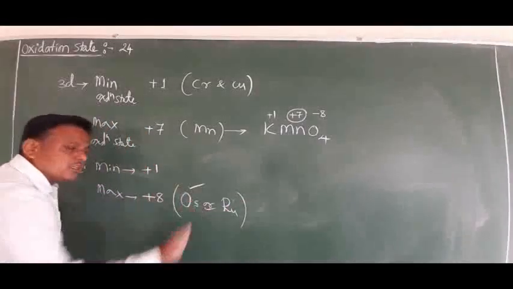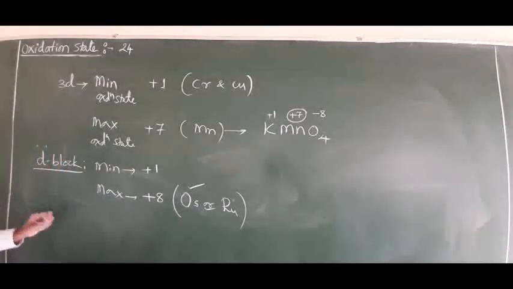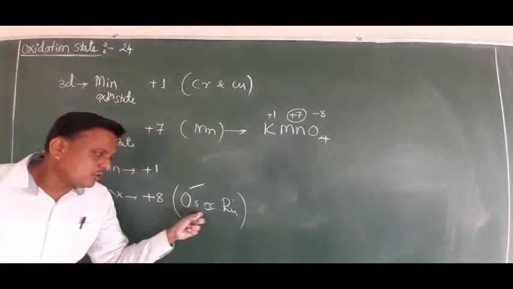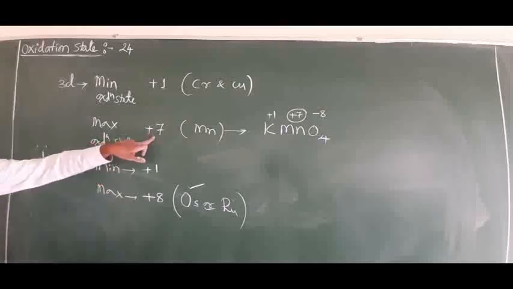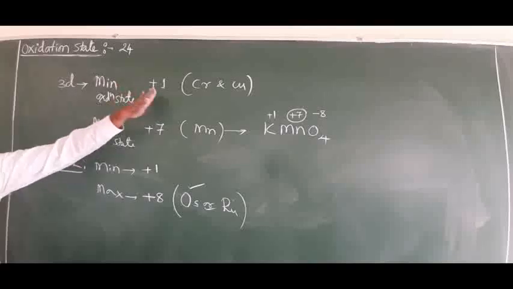Yes, so many times in Karnataka CET they ask this question: which of the following elements has the highest oxidation state in a D block? Answer: osmium. Several times they ask, that is a +8. Yes, in 3D the maximum is +7, minimum is +1. The minimum andre idu nenepidu +1.